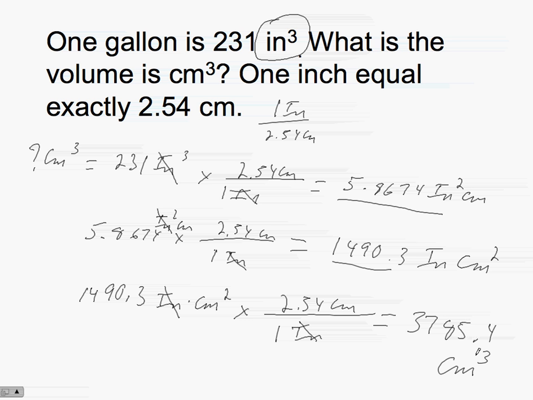All right. Okay, one of the things that we should take a look at, because in this problem you have 231 inches cubed with 3 significant figures, and this number here has 1, 2, 3, 4, 5 significant figures. You want to write this number in scientific notation to reflect 3 significant figures. So a better answer would be 3.79 times 10 to the third centimeters cubed. That's a wrap.